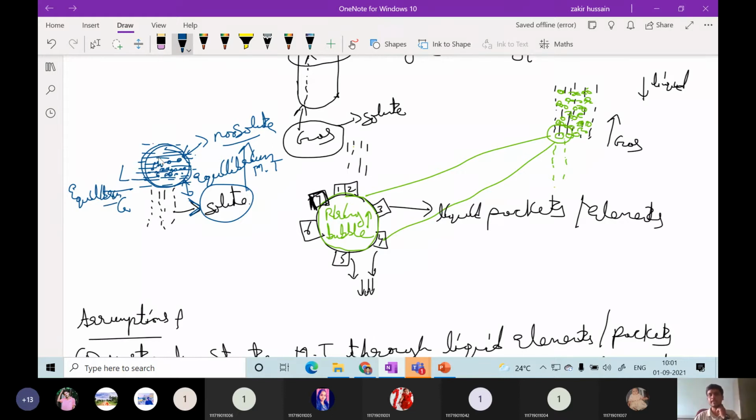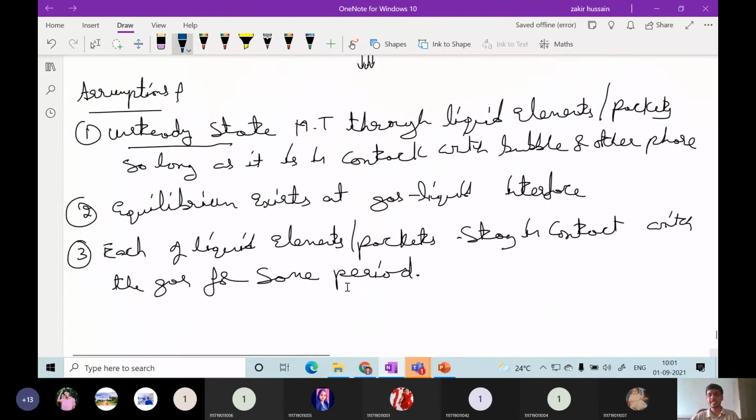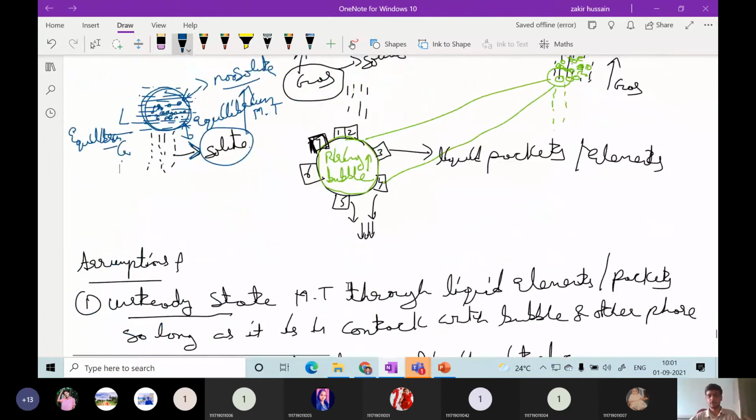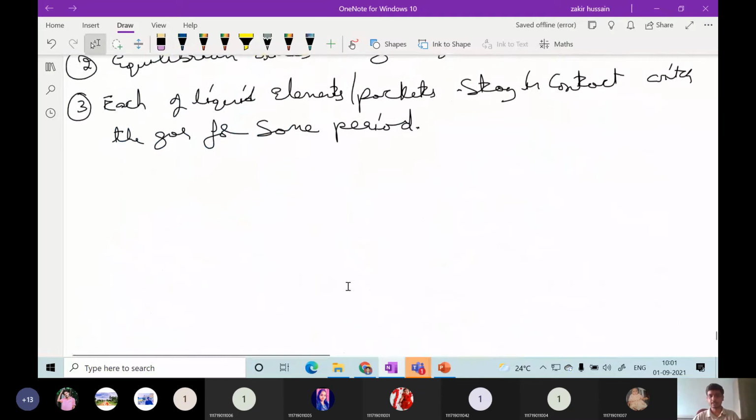Equilibrium exists between the liquid and gas phase, that is the second assumption. And the third assumption is that each liquid packet or element will stay for the same period of time. So what does this third assumption mean?